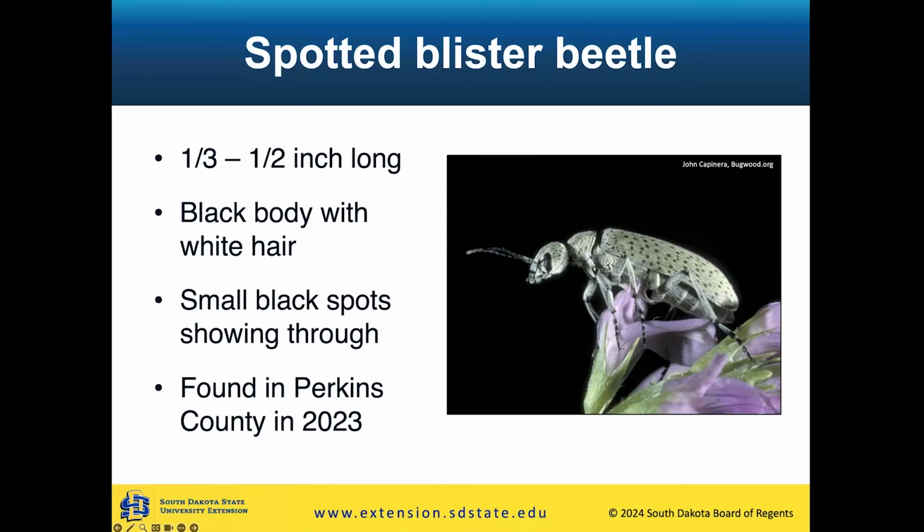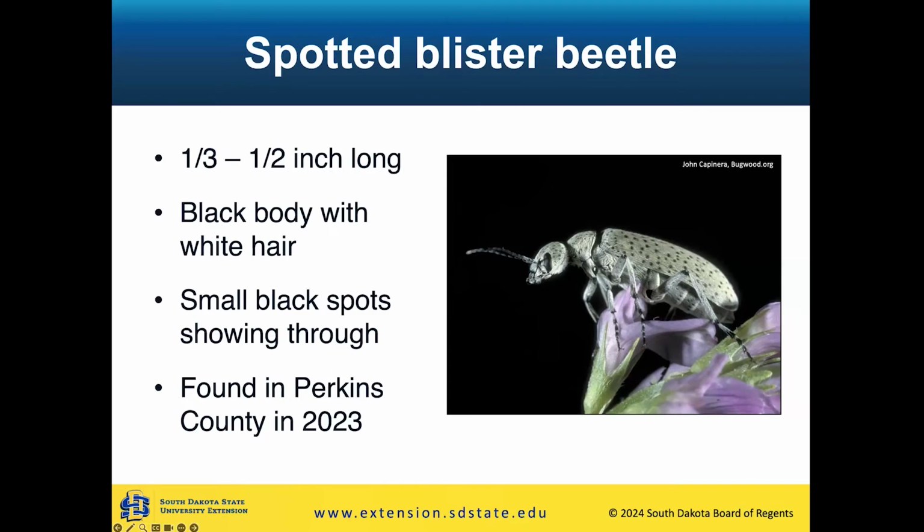So these ones are only about a third to a half of an inch long. They're going to have a black body and then white hair on them, and then some of these spots you can see how they get the name spotted blister beetle, because they have some of these black spots that show through on the hairs, or thinner patches of hair.